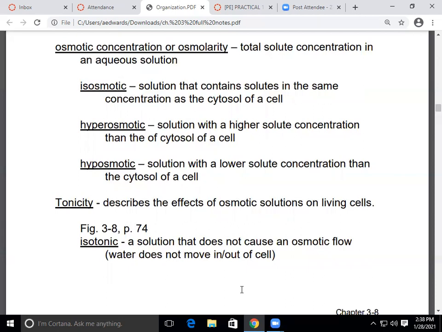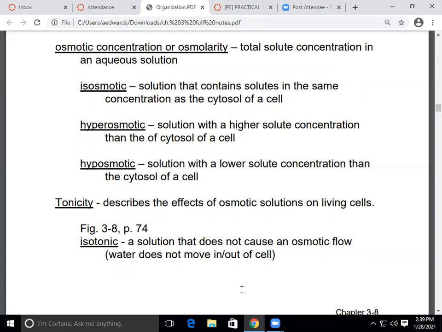Related to that, you've got essentially three types of osmotic solutions, or osmolarity. Iso means same, all right? So an isoosmotic solution is going to have solutes that are in the same concentration as the cytosol in your cell, okay? A hyperosmotic solution has a higher solute concentration.